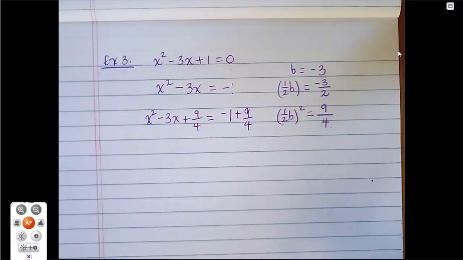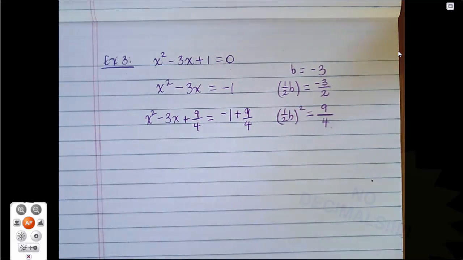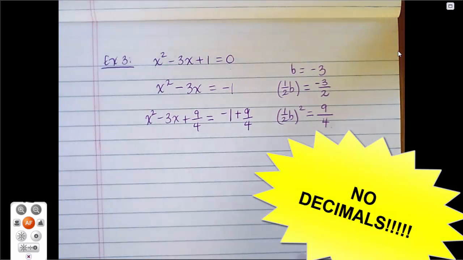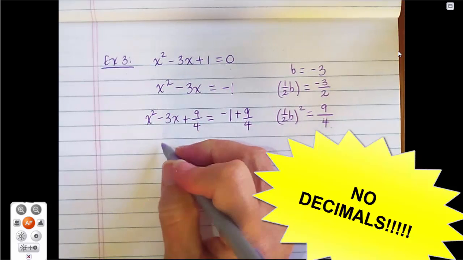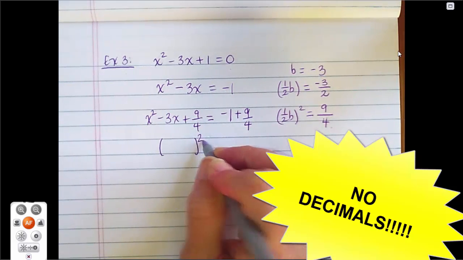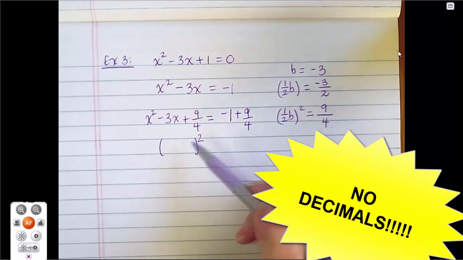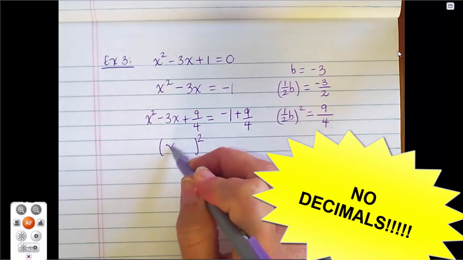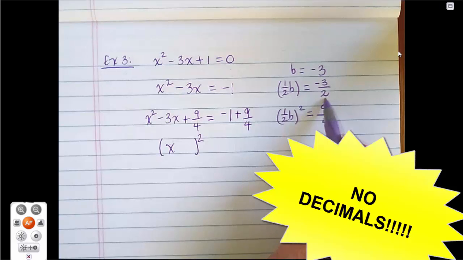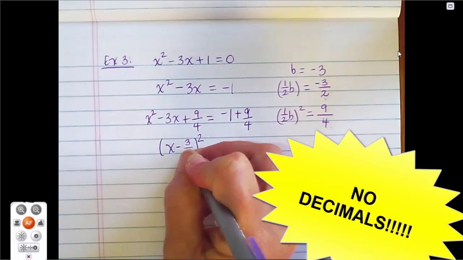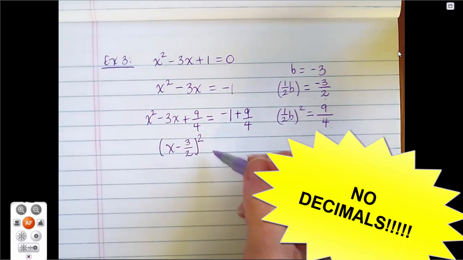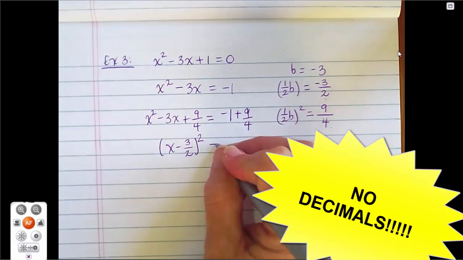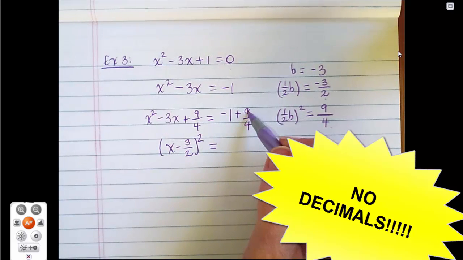Again, leave it alone. My left side, believe it or not, is now a perfect square trinomial. I would never ask you to factor this on your own, but now it is actually factorable, and we know that it's a perfect square trinomial because I've just completed the square, and within those parentheses goes x and my half b term, and in this case that's negative 3/2. So x minus 3/2 all squared is equal to negative 1 plus 9/4.